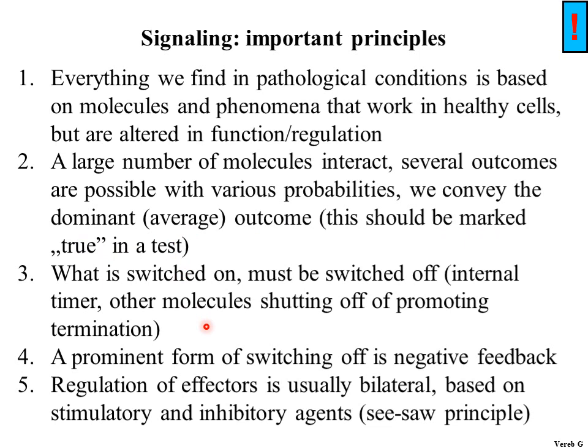Then there was the principle that if you switch something on, you must switch it off. Options are using internal timers like the G protein hydrolyzing the GTP bound to it, or you can have other molecules that shut it off. For example, the protein kinase A activation, which is caused by cyclic AMP, is shut off by another molecule, which is cyclic AMP phosphodiesterase, which chops off cyclic AMP, thereby stopping protein kinase A activation.